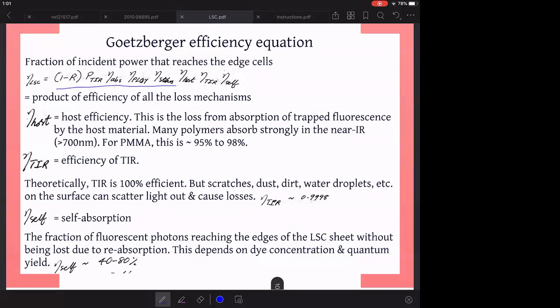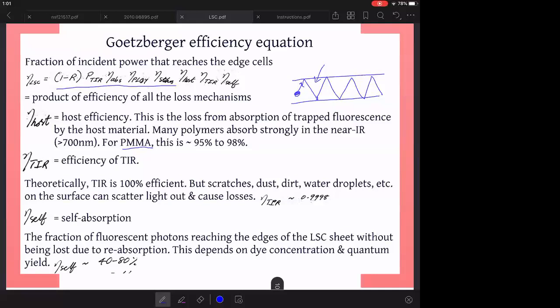Something called eta host, which is a host efficiency. This is the loss from absorption of the trapped fluorescence. We know that the photon that's emitted from the molecule is bouncing around here, right? So when it's bouncing around, this material itself, if it's not 100% transparent, might absorb some of this light. Typically, if you use a good host material, like a good plastic like PMMA, which is plexiglass, or glass itself, this can be very low. Typically, the efficiency is like 95 to 98%. I mean, the loss can be very low.